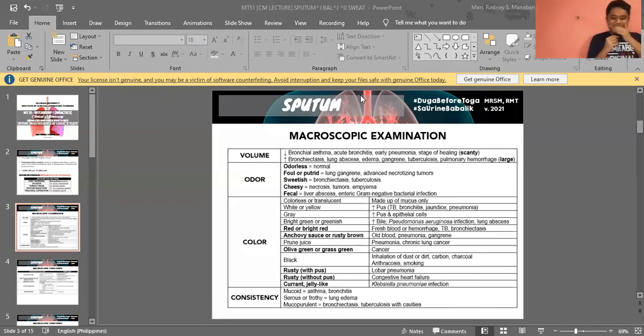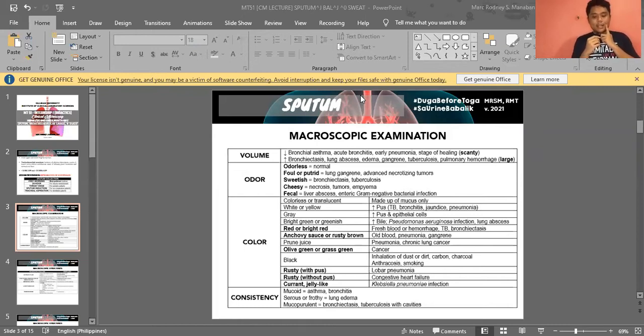So, bronchiectasis. When you say bronchiectasis, it's a chronic inflammation and infection of the bronchial tree. Okay. And usually, hardening ang mahitabo because of inflammation and infection. Again, increased po siya in lung abscess, edema, gangrene, TB, and pulmonary hemorrhage. So, all of these diseases usually may fluid buildup, murag na fluid na secretions, alright? So, large volume.